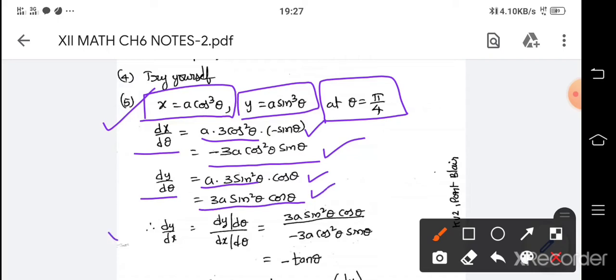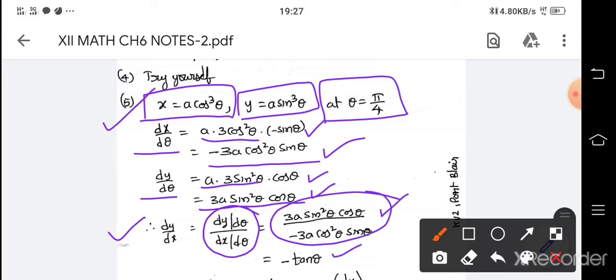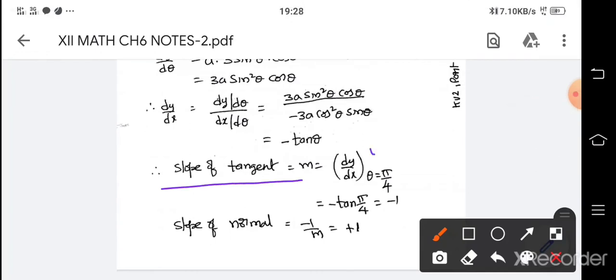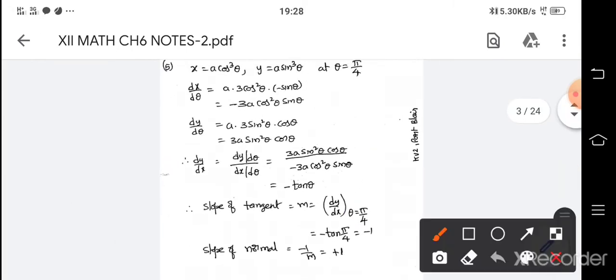dy by d theta is a into 3 sin square theta into cos theta, which is 3a sin square theta cos theta. So dy by dx formula is dy by d theta divided by dx by d theta. After substituting dx by d theta and dy by d theta, we get minus tan theta after cancellation. So you get slope of the tangent as m is equal to dy by dx at theta is equal to pi by 4. See here, neither x is given nor y is given, but they have given us theta value as pi by 4.